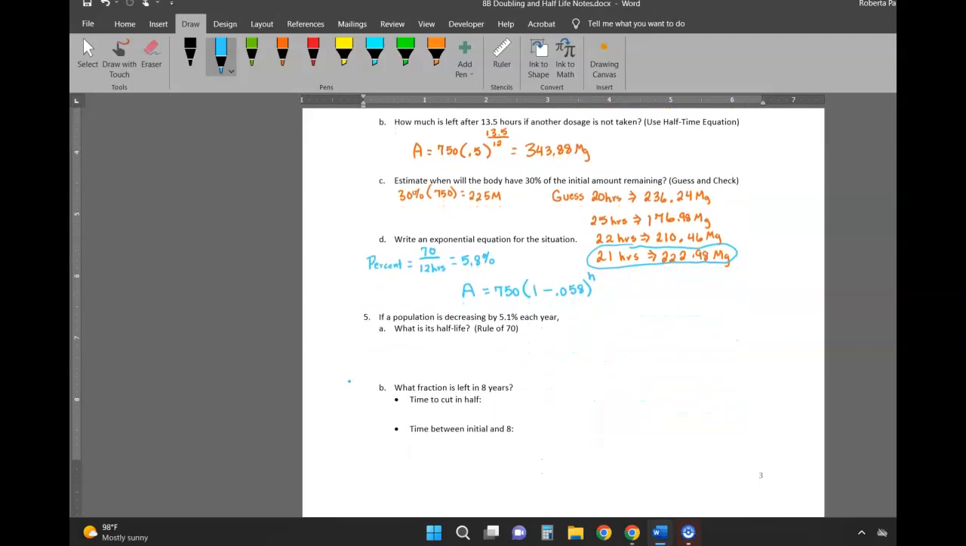All right, this last one: if a population is decreasing by 5.1% each year, what is its half-life? The half-life, again, uses that rule of 70. So 70 divided by 5.1% is going to give us 13.73 years to be cut in half.